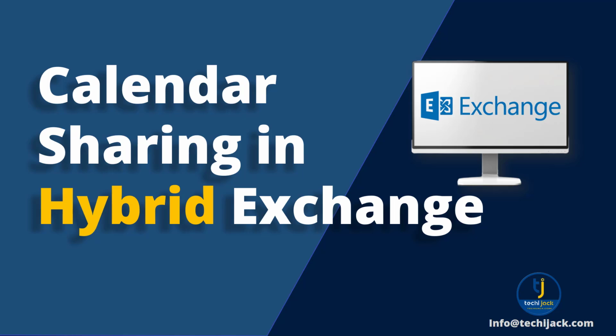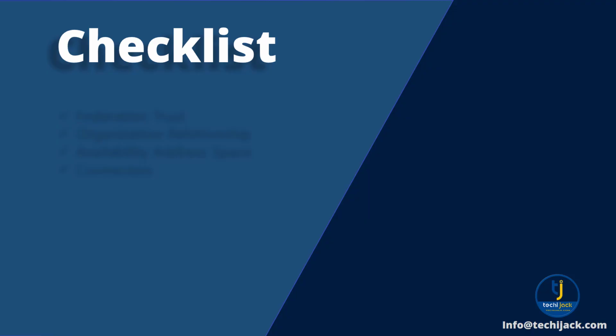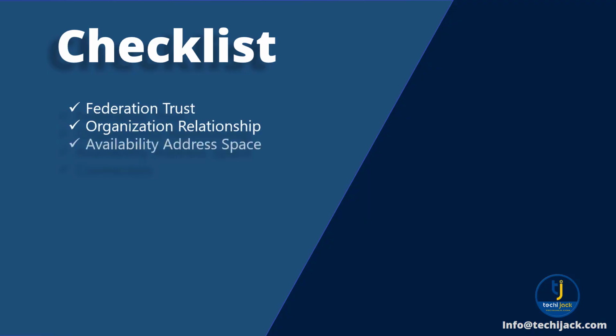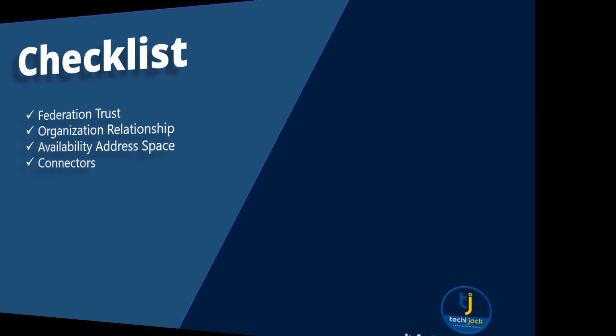Welcome to Techi. In this video we will verify hybrid free/busy calendar information between on-premises Exchange 2025 and Microsoft 365. Before sharing the calendar between the users, we will confirm the checklist. We will check the Federation Trust, Organization Relationship, Availability Address Space and Connectors to ensure calendar availability works seamlessly. So let's go to the server and get started.